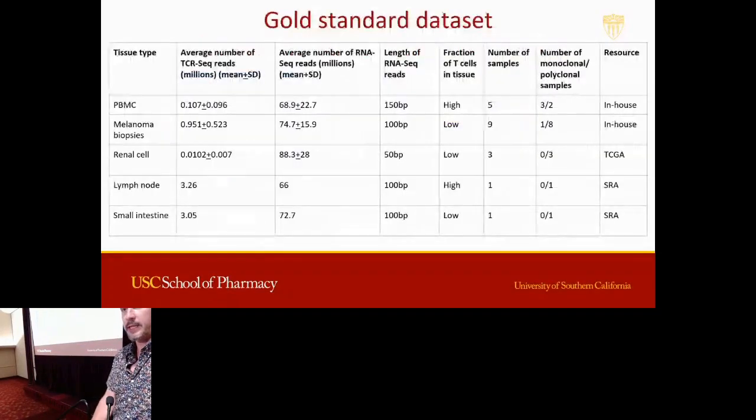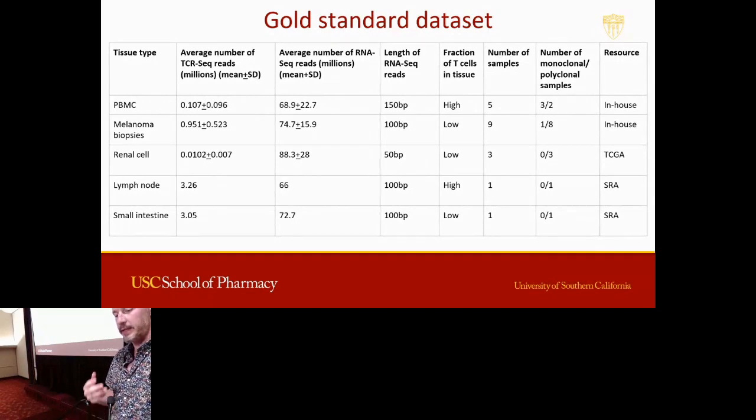So these are the datasets we were able to assemble, where we have RNA-seq on one hand and TCR-seq on the other. We're going to use TCR-seq as the gold standard, because it's the proper technology, and we will assess the performance of the tools that use RNA-seq to reconstruct the TCR repertoire. Two datasets here, the PBMC and the skin samples, are in-house data generated by our collaborators at UCLA, and the others are public data.